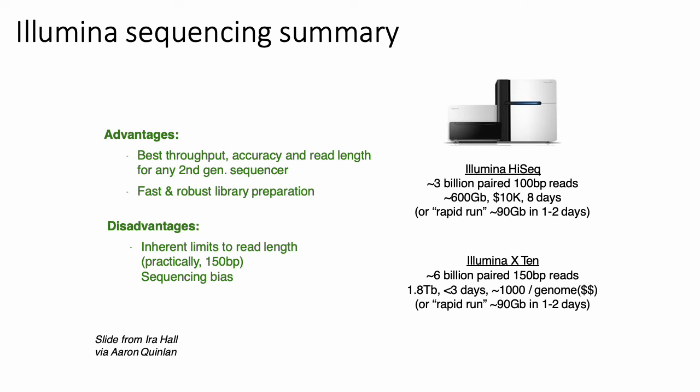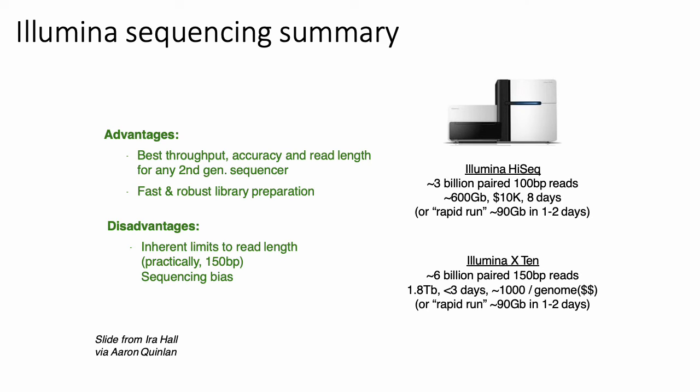So in terms of throughput, depending on which Illumina sequencing machine you purchase, for example, for the Illumina X10, you can produce something on the order of 1.8 terabases in less than 3 days. Your reads, generally speaking, are limited to somewhere on the order of 150 base pairs. And you can do paired end if you want.